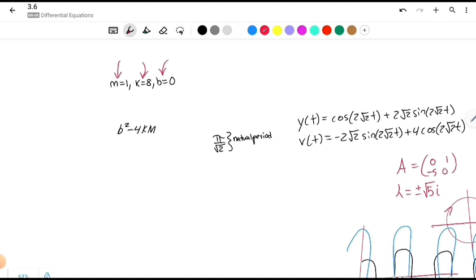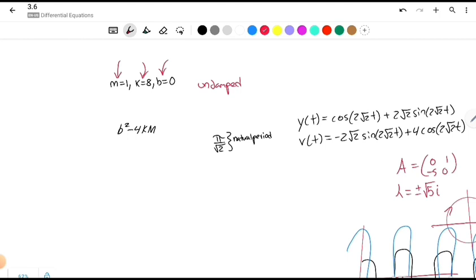Let's go ahead and get this out of the way. When b is equal to 0, we have an undamped oscillator, right? Because that's our damping force. And the equilibrium point at the origin in the phase plane is a center. All solutions are periodic, and the mass oscillates forever about its rest position.